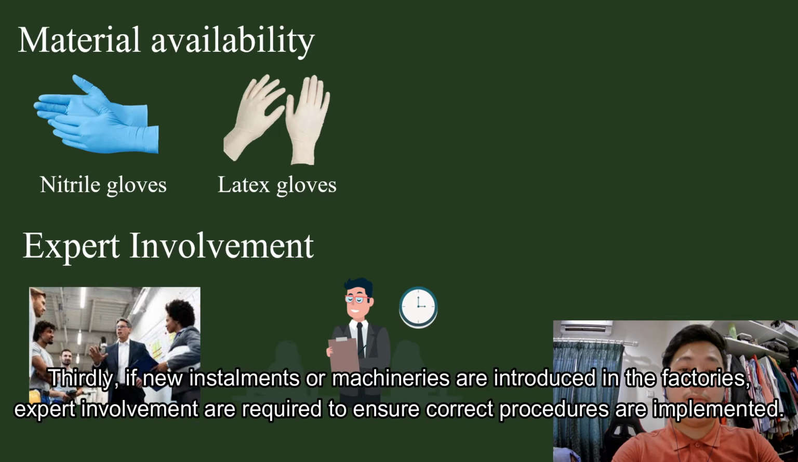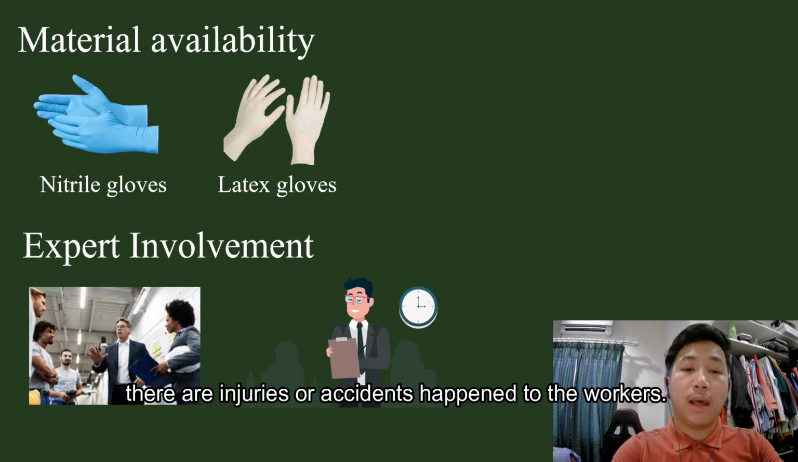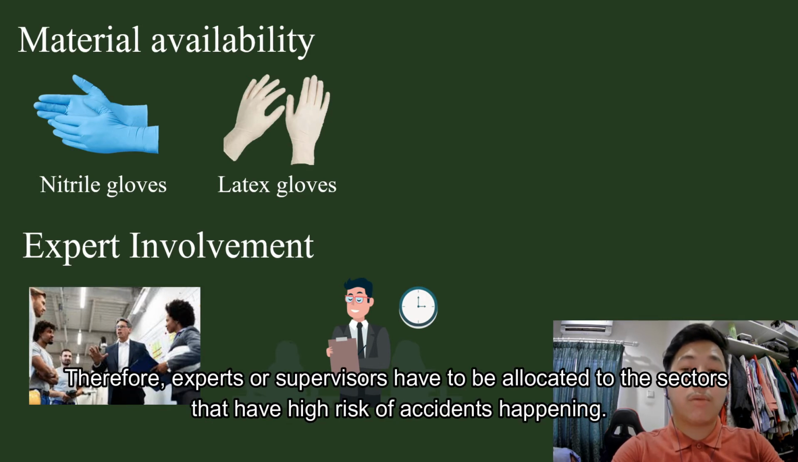Thirdly, if new installations or machineries are introduced in the factories, expert involvement is required to ensure correct procedures are implemented. This has a medium risk rating, as accidents in the factories can cause the factories to shut down if there are injuries or accidents happening to the workers. Therefore, experts or supervisors have to be allocated to the sectors that have a high risk of accidents happening.